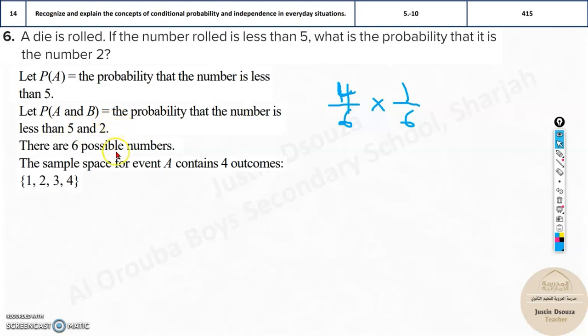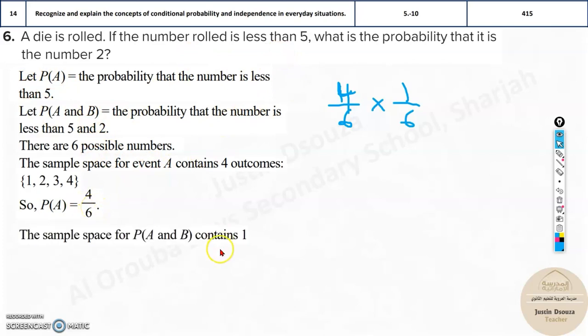Let's see all the sample spaces for the first condition. The number less than 5 is 1, 2, 3, 4. Okay, the probability will be 4 by 6. Why? Because there are 4 favorable possibilities. Less than 5 will be 1, 2, 3, 4, and the total possibilities of a die is only 6. So that is the answer, 4 by 6.